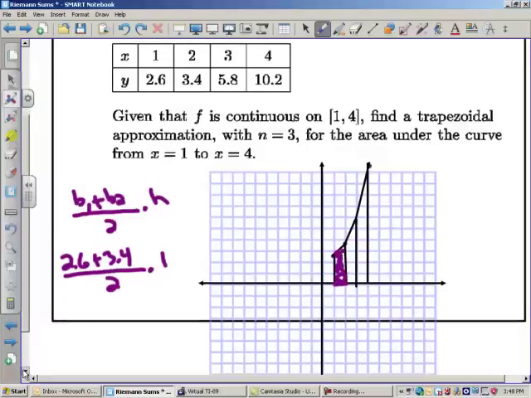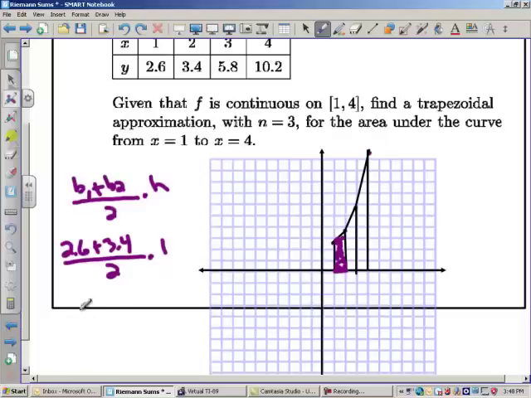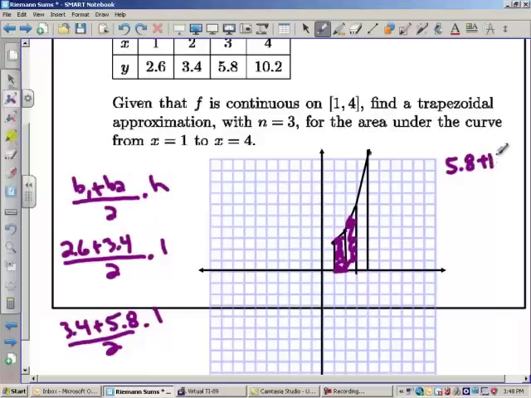Now the second trapezoid would be 3.4 plus 5.8 divided by 2 times 1. Average the bases times the height. I know it's sort of weird me saying height here, but the height of these trapezoids connect the bases. Then we're going to do one last one, and that is 5.8 plus 10.2 divided by 2 times 1.